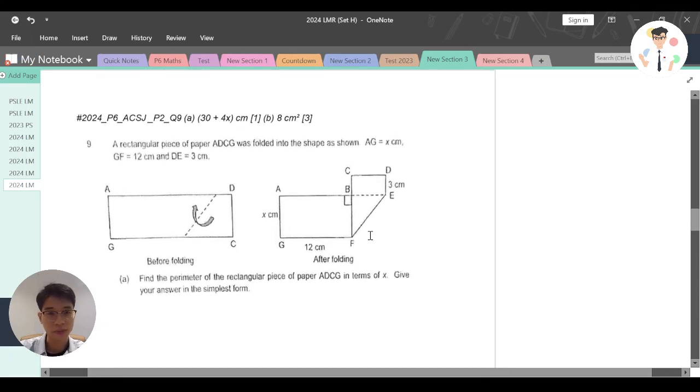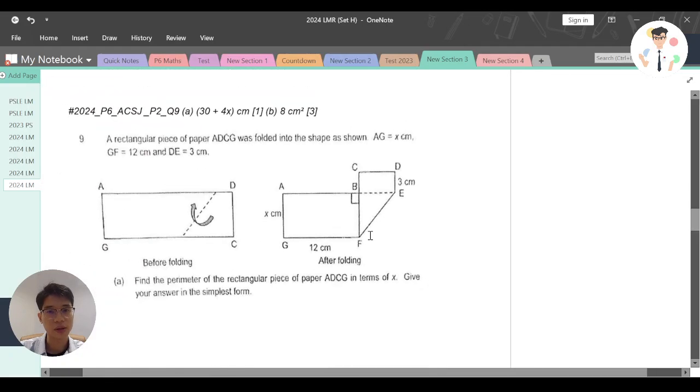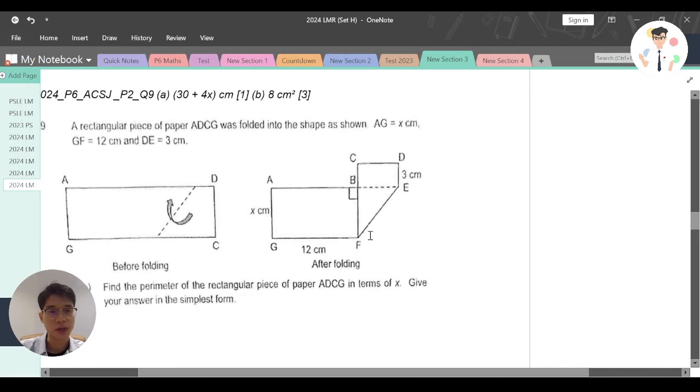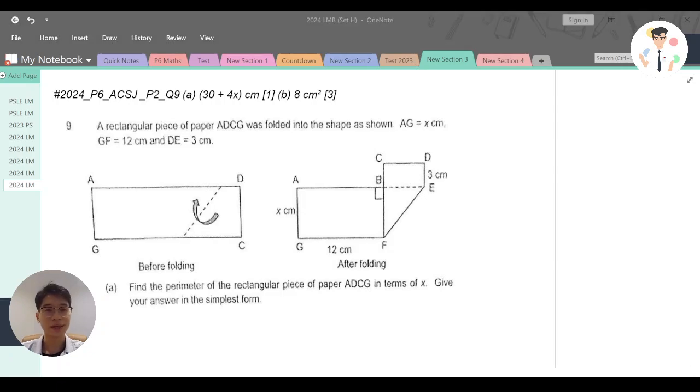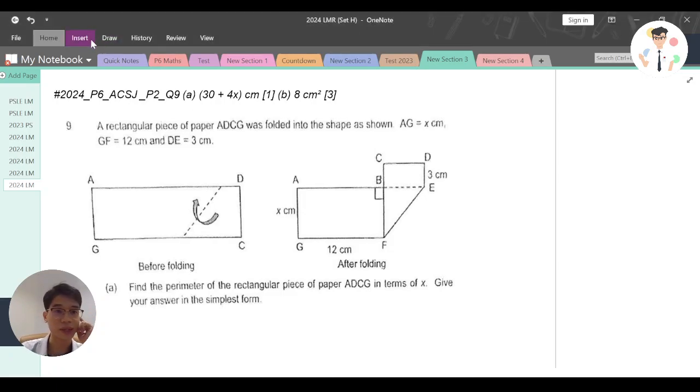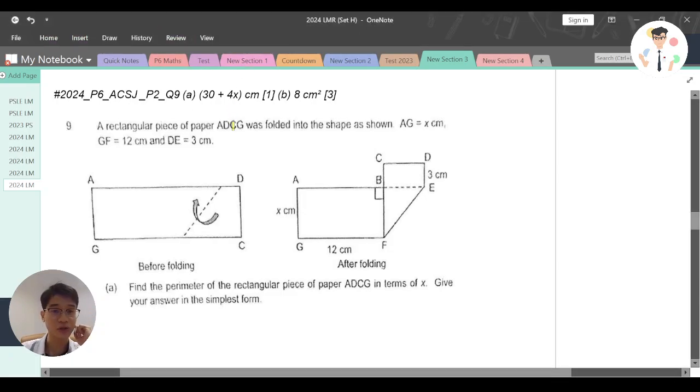Okay, let's zoom in a bit. Now, this question says that a rectangular piece of paper, ADCG, was folded into a shape as shown. G is equal to x cm, GF is equal to 12 cm, and DE is equal to 3 cm. So basically everything is up here. And the question says, find the perimeter of the rectangular piece of paper ADCG in terms of x. Give your answer in the simplest form.